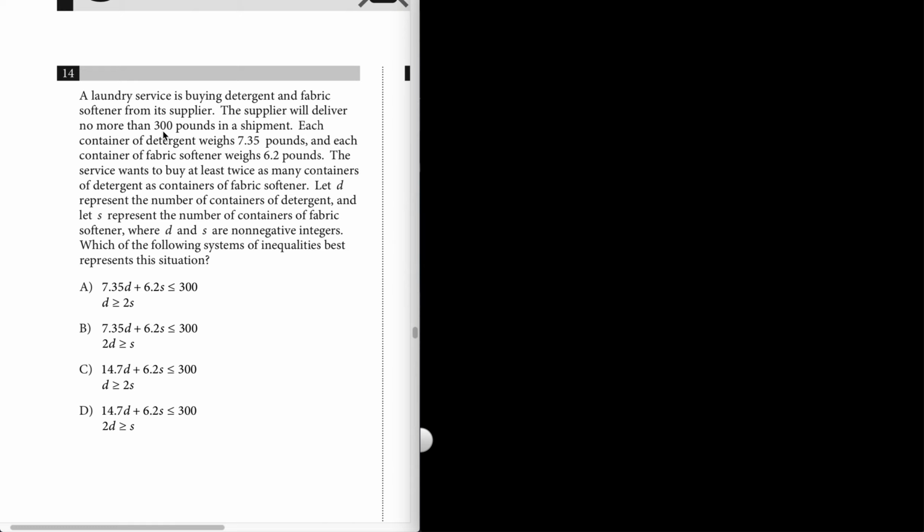Alright, so we have a wordy problem here. Let's see. A laundry service is buying detergent and fabric softener from its supplier. The supplier will deliver no more than 300 pounds in shipment. So no more than 300 pounds. Again, the reason why I write this is I don't want to reread that sentence. Each container of detergent weighs 7.35 pounds. Okay, so each container of detergent is equal to 7.35 pounds.